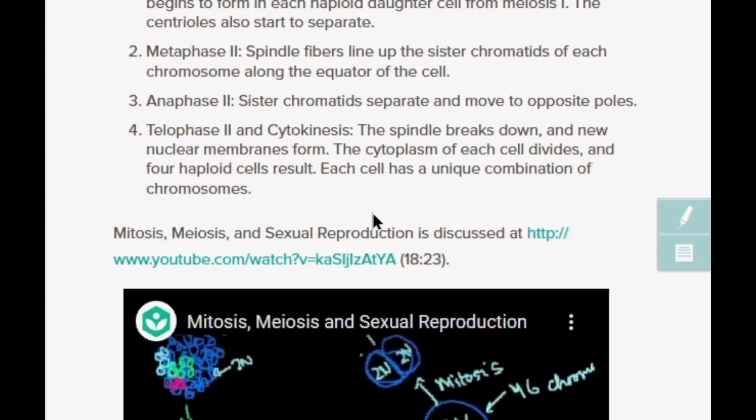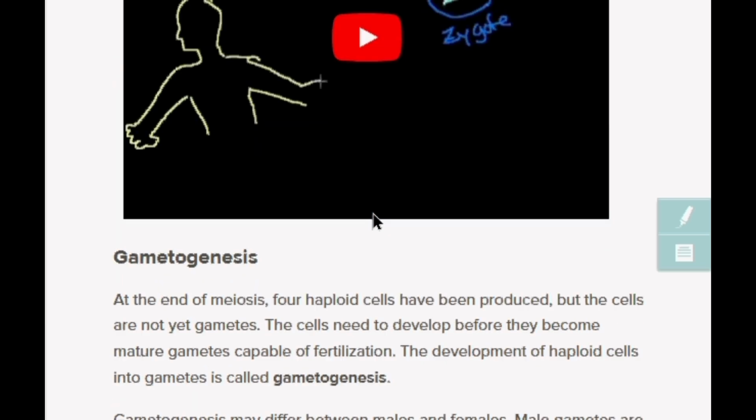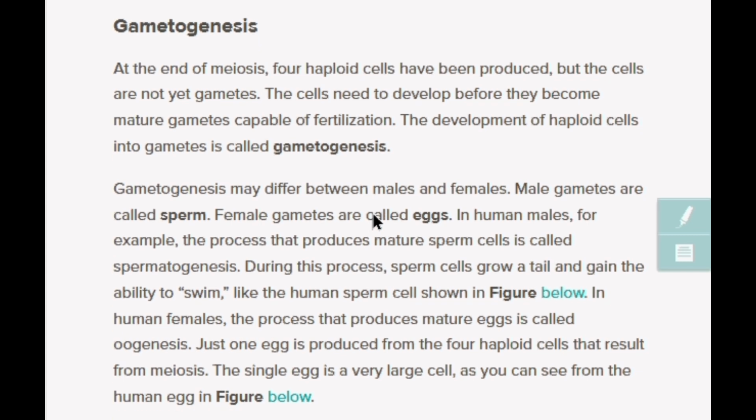Gametogenesis. At the end of meiosis, 4 haploid cells have been produced, but the cells are not yet gametes. The cells need to develop before they become mature gametes capable of fertilization. The development of haploid cells into gametes is called gametogenesis. Gametogenesis may differ between males and females. Male gametes are called sperm. Female gametes are called eggs.